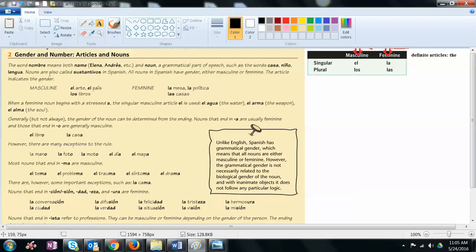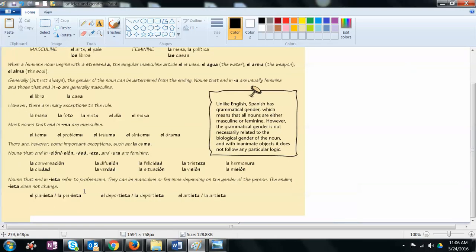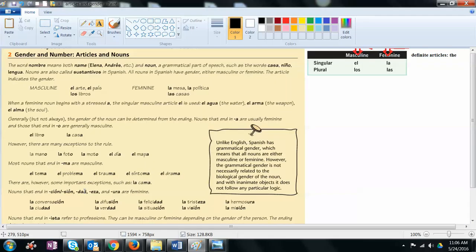Okay, so there are a few rules that tell you what the gender of a noun is. It tells you here that generally, but not always, the gender of a noun can be determined from the ending. So remember that this is generally, but not always. If you don't have a textbook where you can look up the gender of the noun, then you can go by this rule, but for the most part you're going to want to look in the dictionary or in your text.